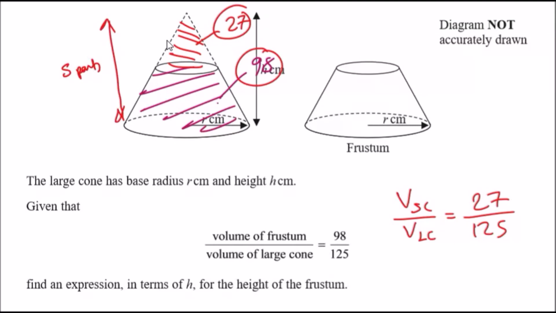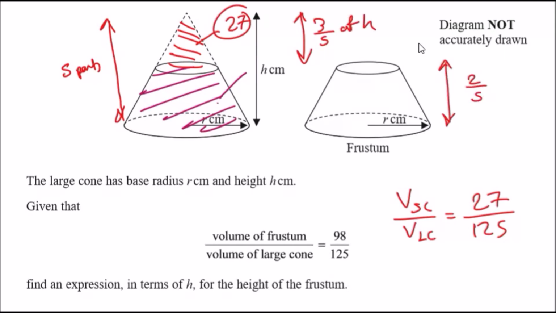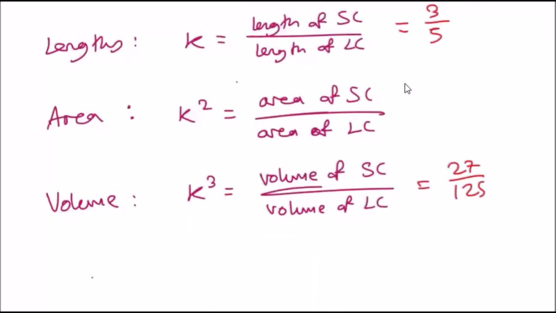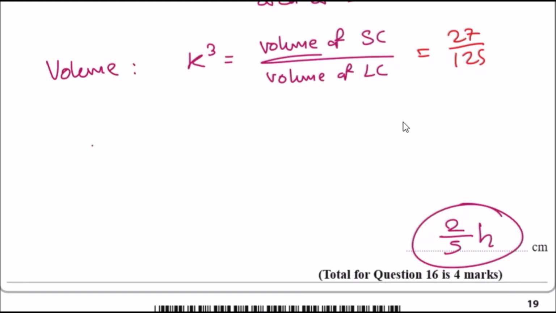Now, if you look at the variable, we called it h here. This means if the whole thing is h, the height of this part is 3/5 of h. Makes sense? So this is 3/5 of h, meaning the remainder is 2/5 of h. And yeah, guys, that's literally it. I think we solved it. And then you get 2/5 of h.